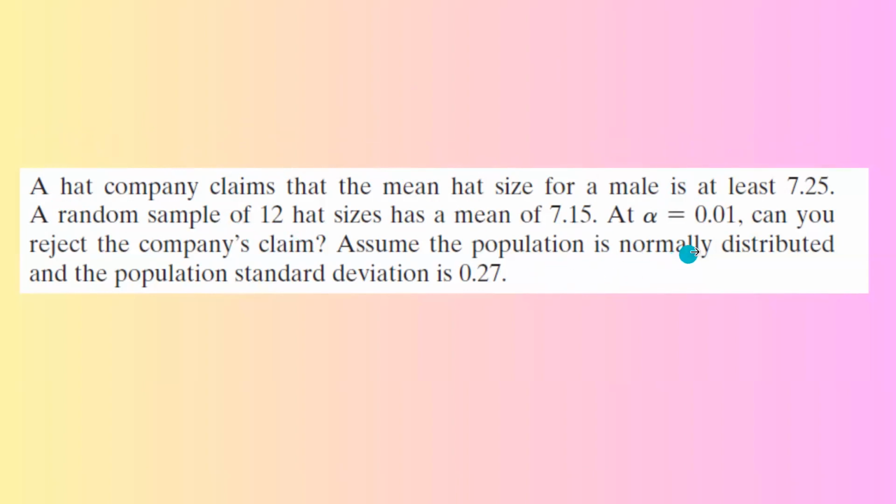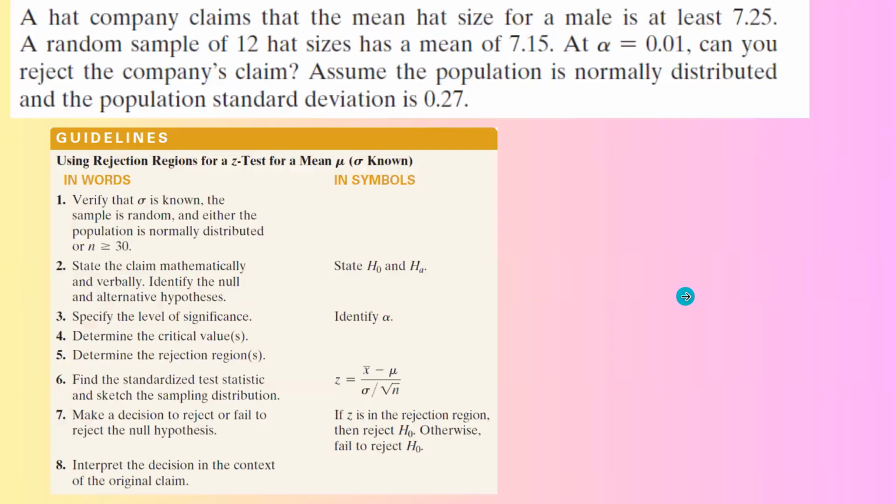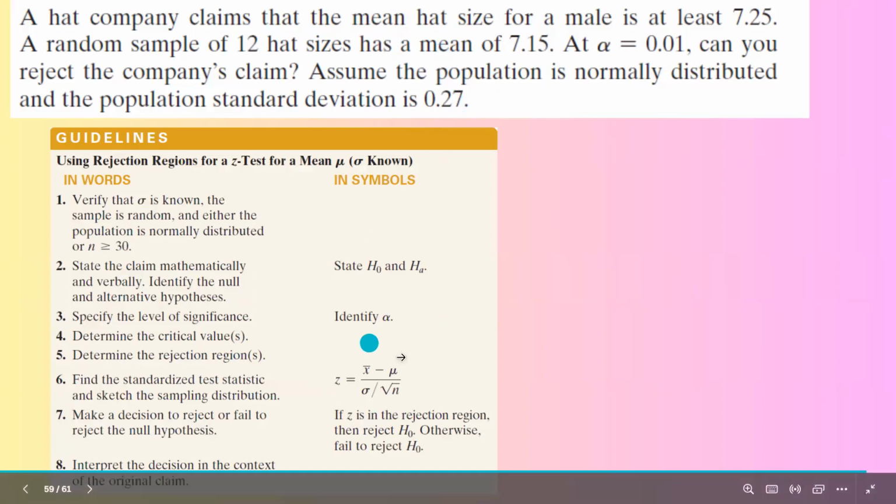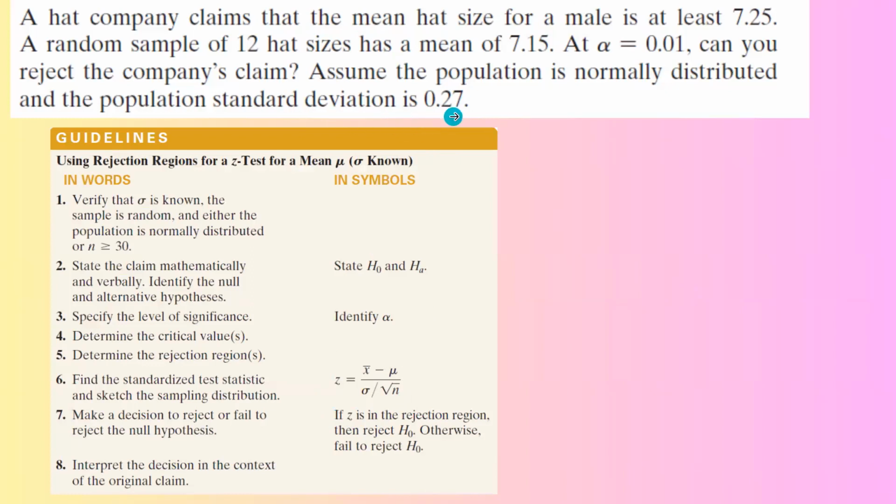Assume the population is normally distributed and the population standard deviation is also given to you as 0.27 from past studies. Since you're dealing with hypothesis testing for the mean, you're going to apply the standardized test statistic. Note that the standard deviation of the population is given, so that's why we are using Z rather than T.